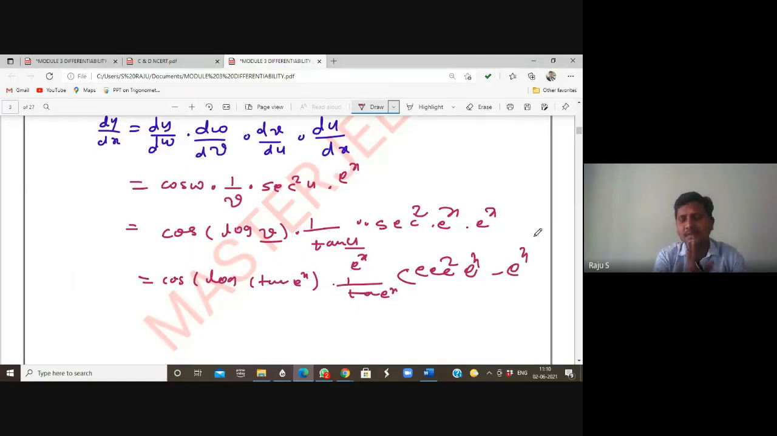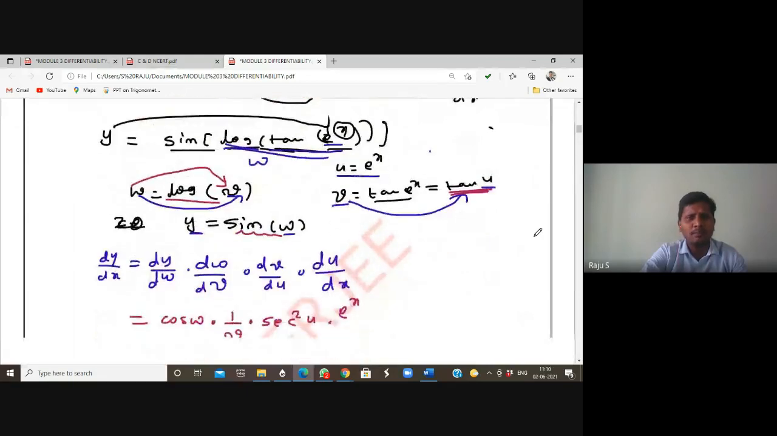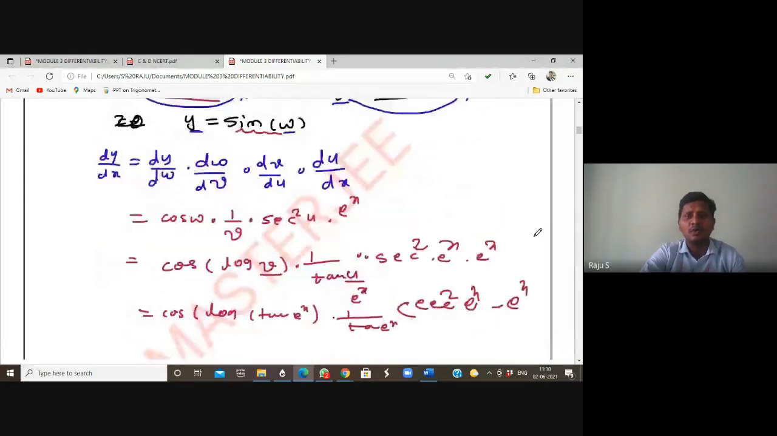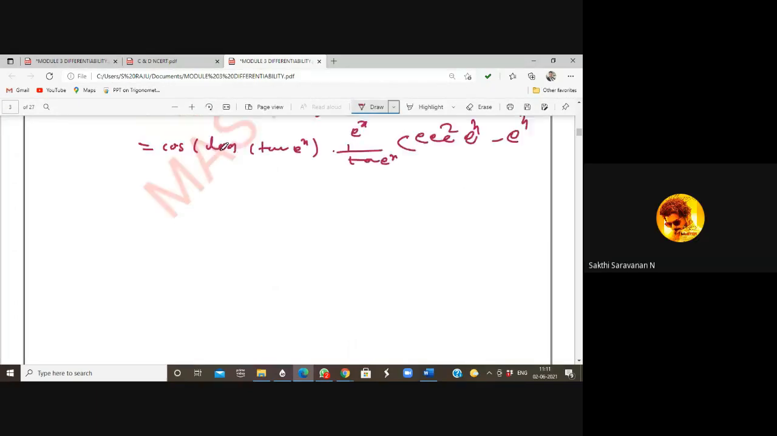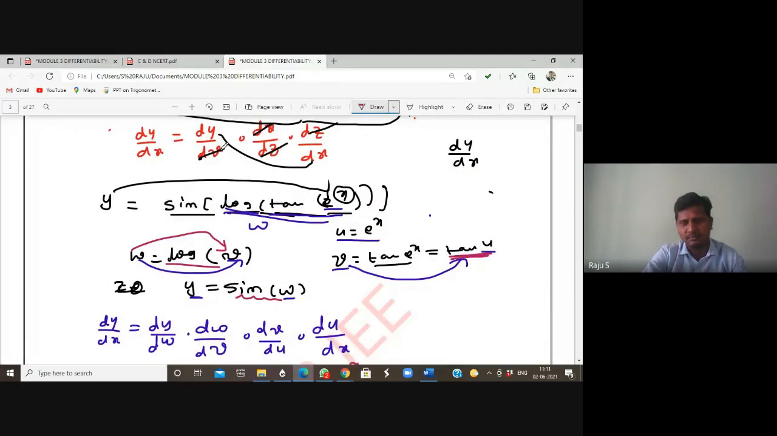This is the procedure. I gave just one example for the chain rule: how to consider the functions, and then how to differentiate. I hope that you understood. In the exercise questions, we'll see they are very easy compared to this.